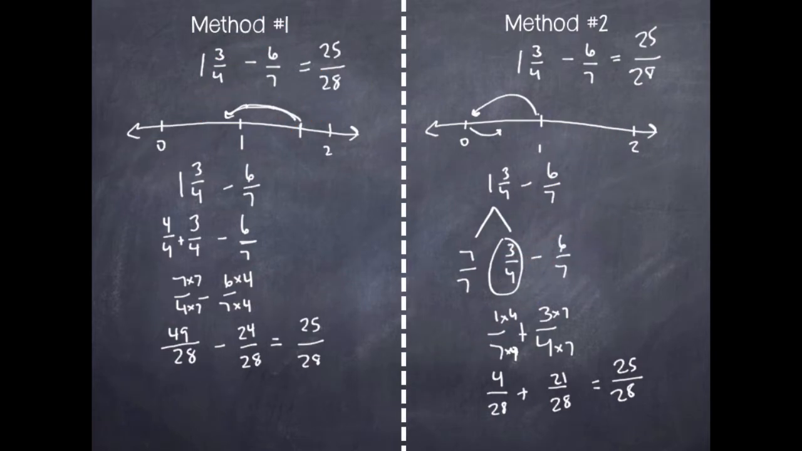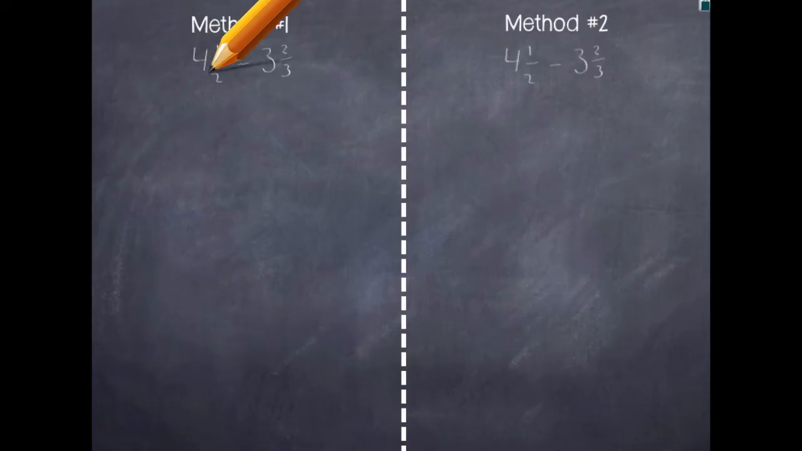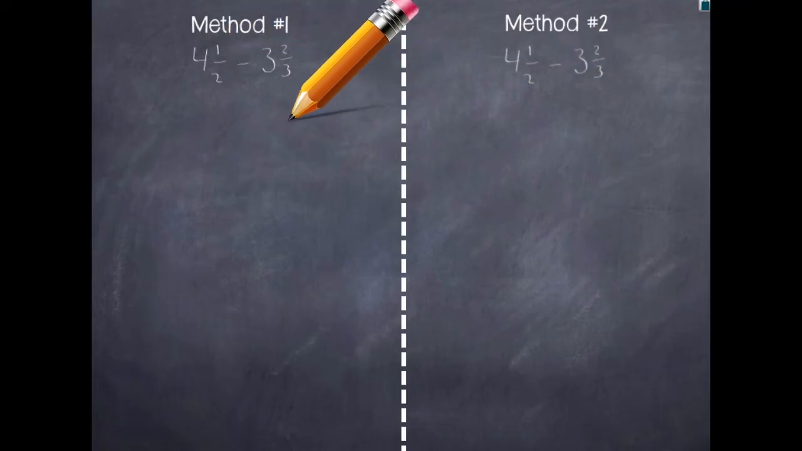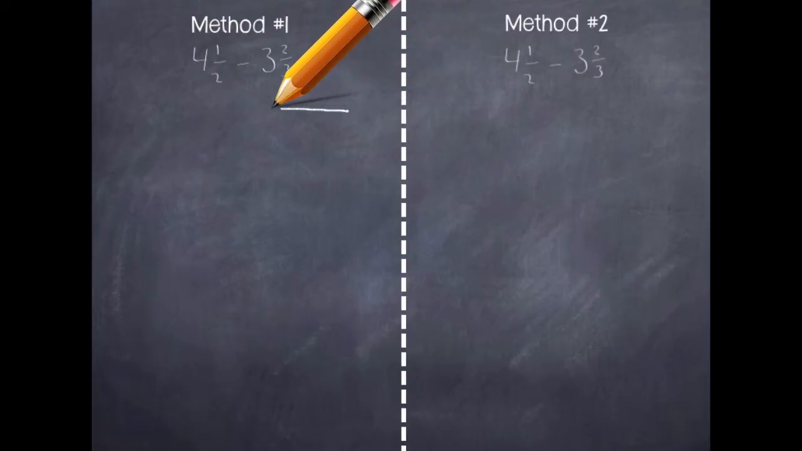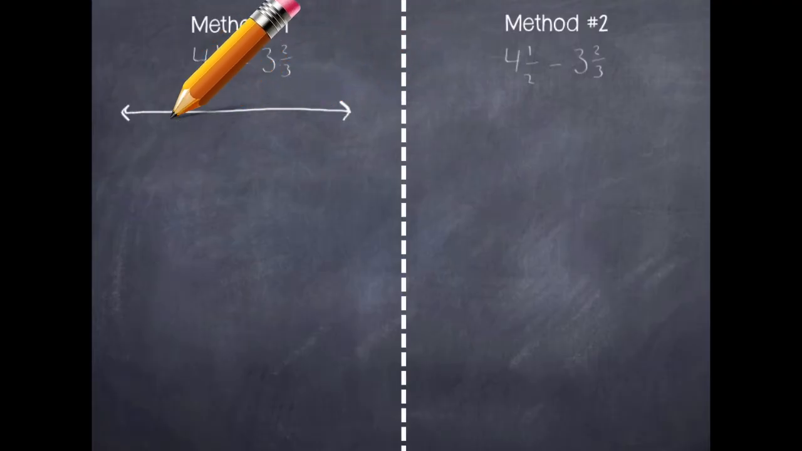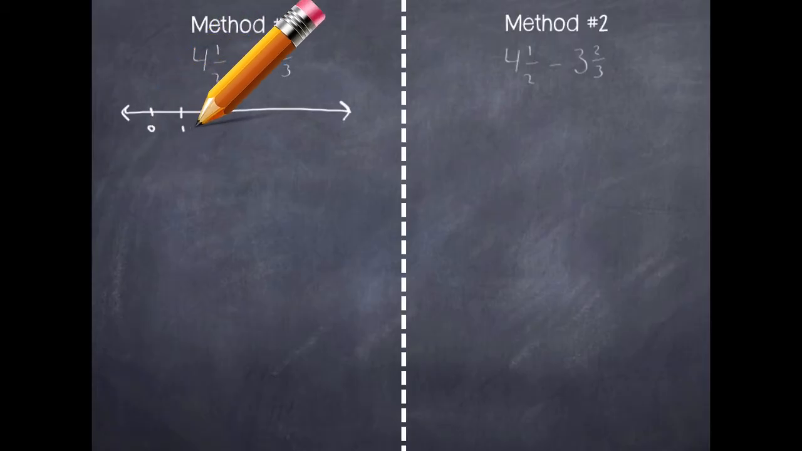So let's take a look at one more example just to make sure we're understanding what's going on. All right, so for this one I have 4 1/2 minus 3 2/3, right? I'm going to use my two different methods again. So let me just start out here again with a number line. And for this one, let's go 0 through 5. 0, 1, 2, 3, 4, 5. Okay, cool.